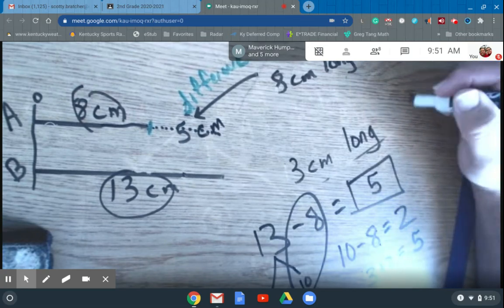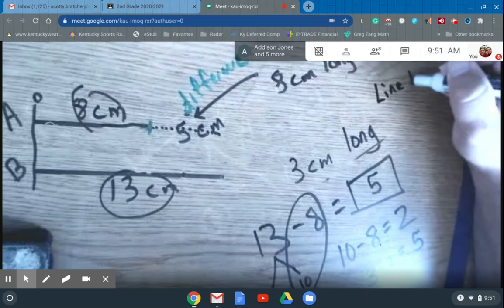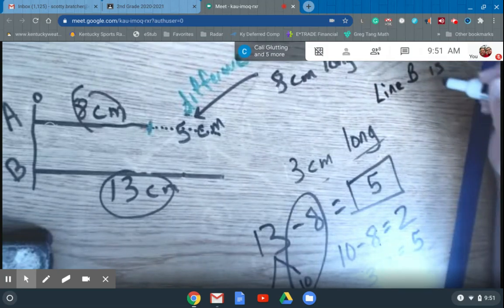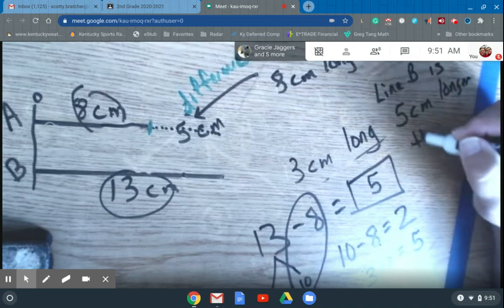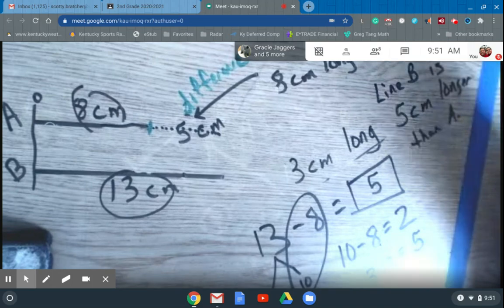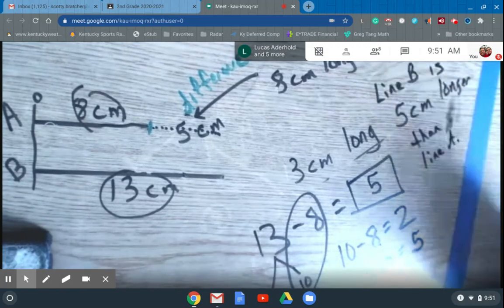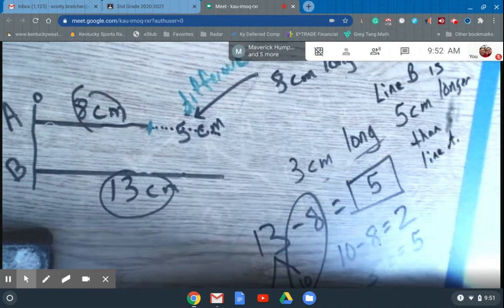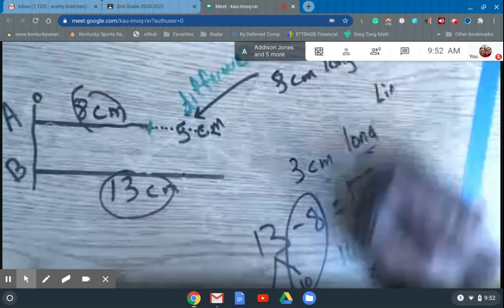So then I can say that line B is 5 centimeters longer than A. Or I could put line A. All right. Boy, that was a lot, wasn't it? Yep. All right. So we're going to do another one, and we're going to do it much quicker.